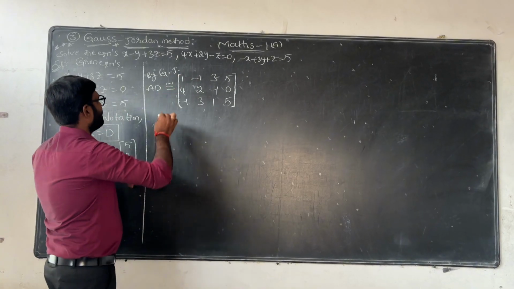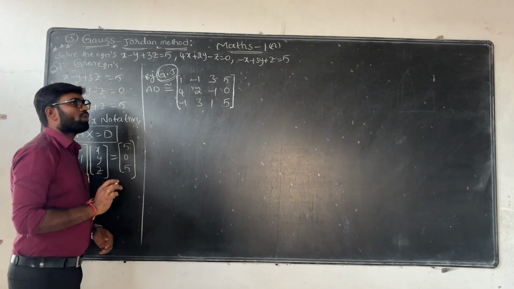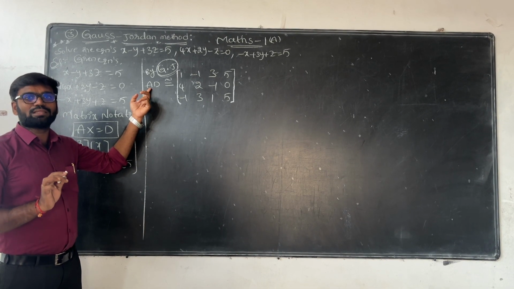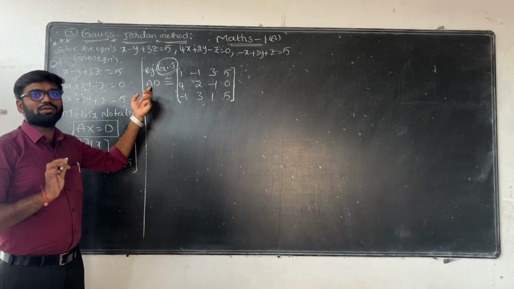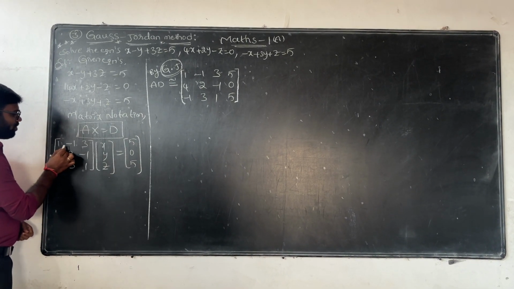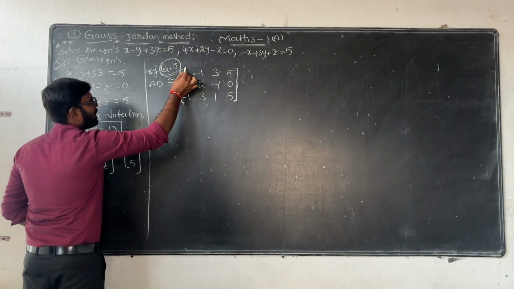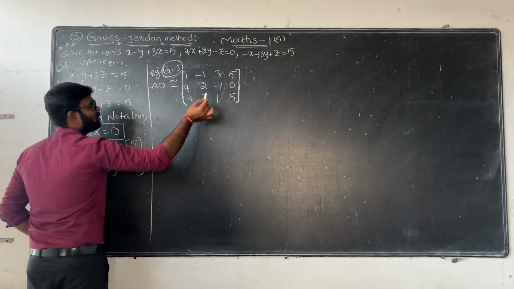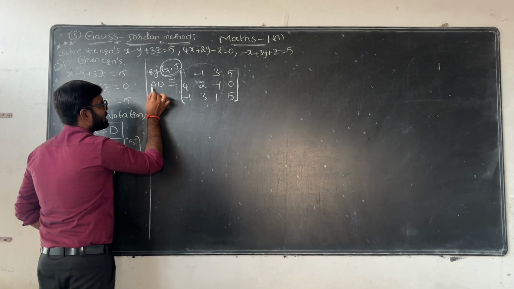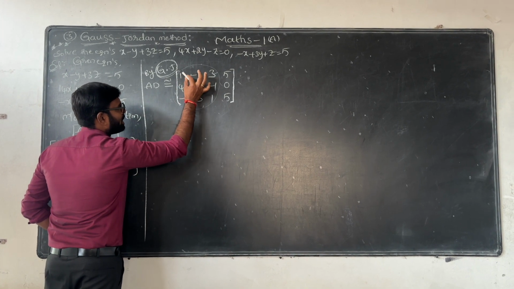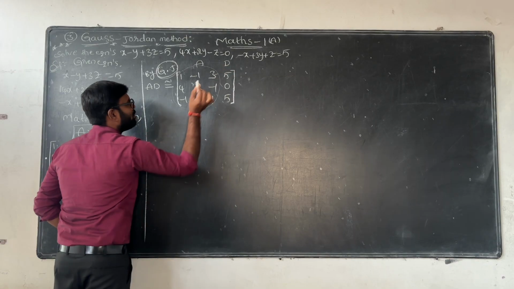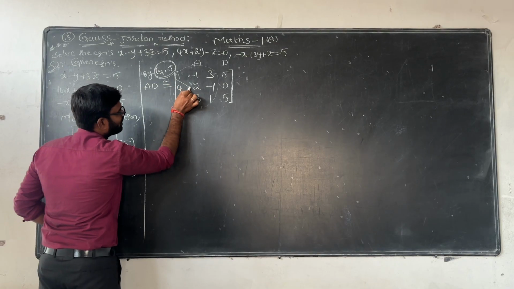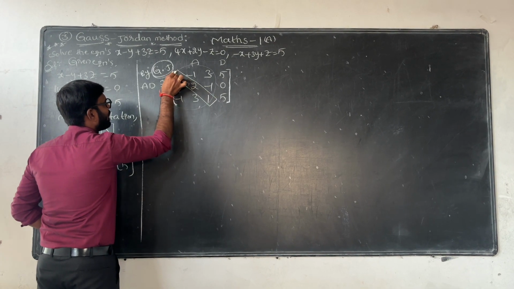Now what is mentioned here? The Gauss-Jordan method. According to the Gauss-Jordan method, you need to write down the augmented matrix, which is the combination of the A and D matrices. What is the A matrix? 1, minus 1, 2; 4, 2, minus 1; minus 1, 3, 1. Next, the D matrix is 5, 0, 5. So the augmented matrix is the combination of A and D. Now, according to the Gauss-Jordan method, you need to mark the diagonal elements.